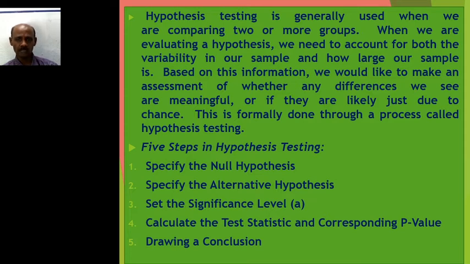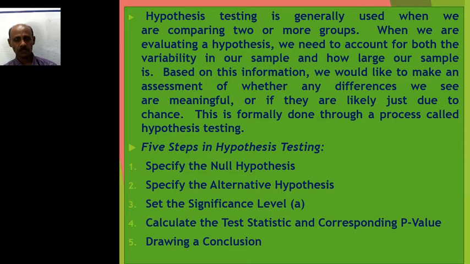When we are evaluating a hypothesis, we need to account for both the variability in our sample and how large our sample is. Based on this information, we would like to make an assessment of whether any difference we see is meaningful or if it is likely just due to chance. This is formally done through a process which is called the hypothesis testing process. There are 5 steps in the hypothesis testing process.